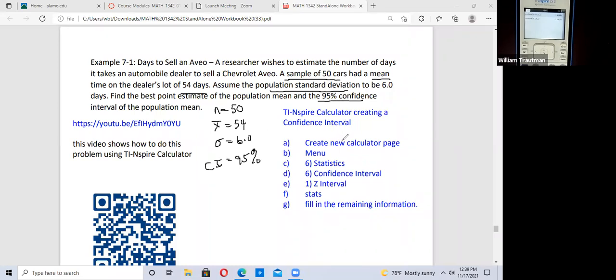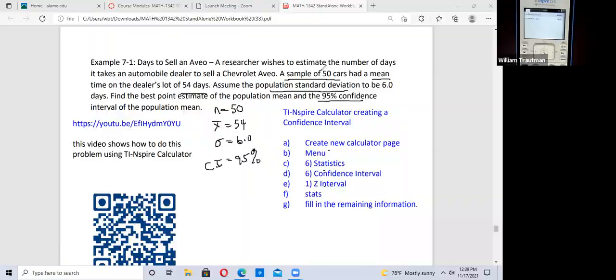So let's go to our calculator, create a new calculator page, go to menu 661, and see what we need to fill in. I need to write this down because as soon as I leave, it's going to erase it. So let me write this stuff down. N is 50, X bar is 54, 6.0, and 95%.